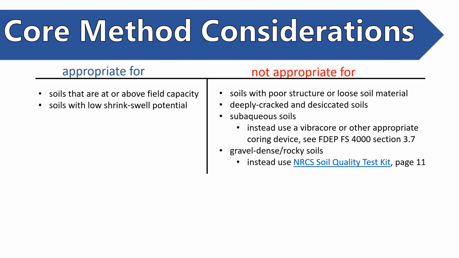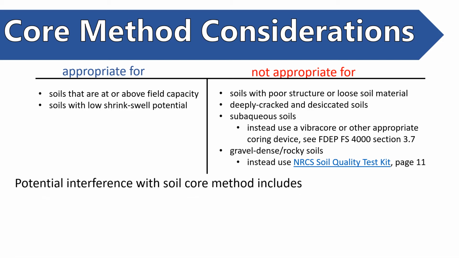This is because we're using a soil core that is open on both ends, so it's actually a ring. If the soil structure is too poor or the material too loose, you'll simply lose the sample out of either of the ends. It's also not appropriate for deeply cracked or desiccated soils, and it's not appropriate for subaqueous soils. Instead, you can use a vibrocore or other appropriate coring device. Lastly, it is not appropriate for gravelly or rocky soils. Instead, you could use the NRCS Soil Quality Test Kit protocol starting on page 11.